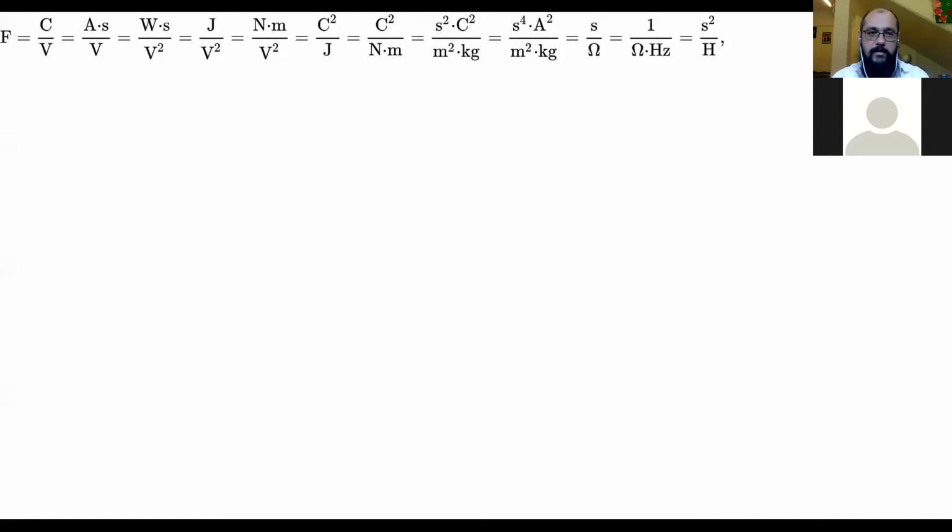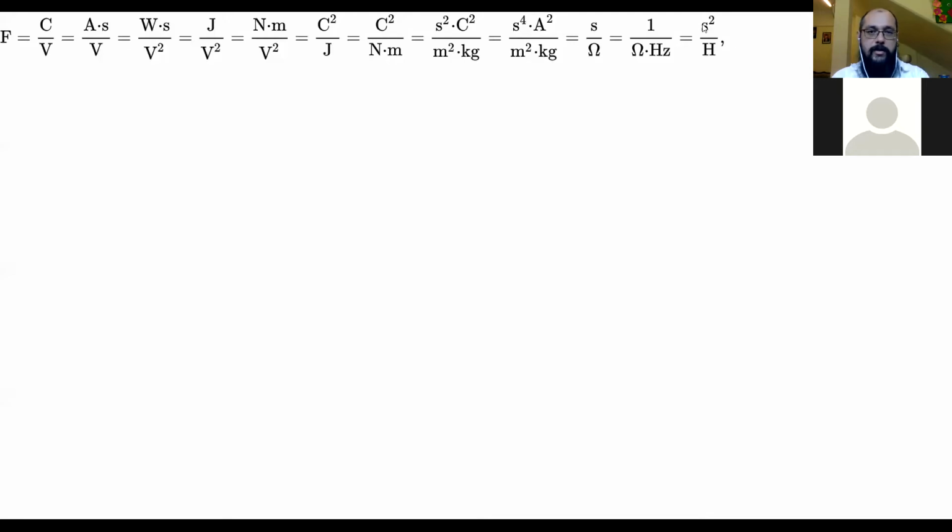Actually, can I do it this way? Can I center that? Can you see that in the top of the screen?